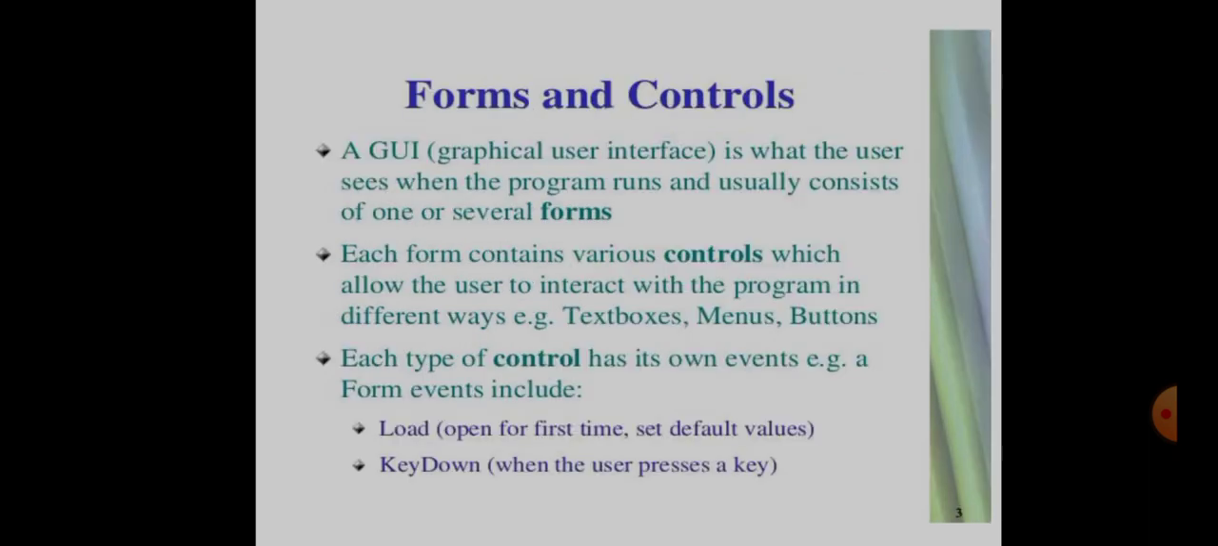So first, the forms and controls. In VB there are several forms. Each form contains various controls which allow the user to interact with the program in different ways. The controls are text box, menus, command button, label box, timer, etc. Each type of control has its own set of events.